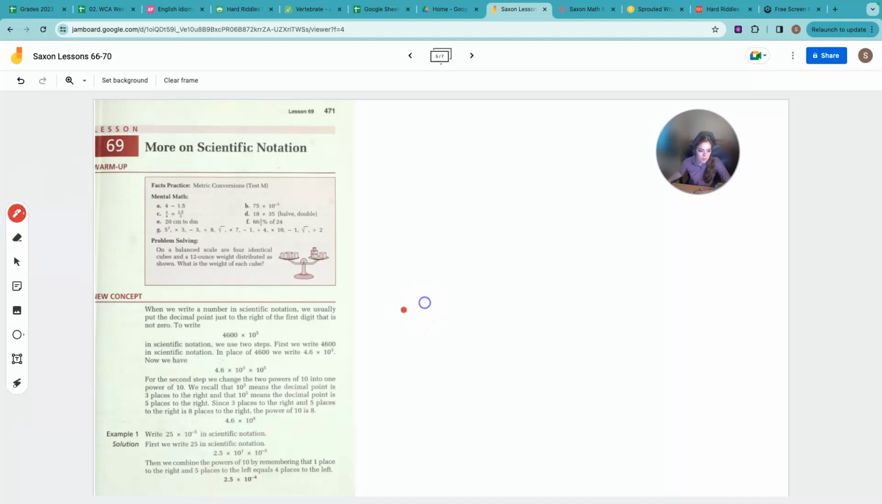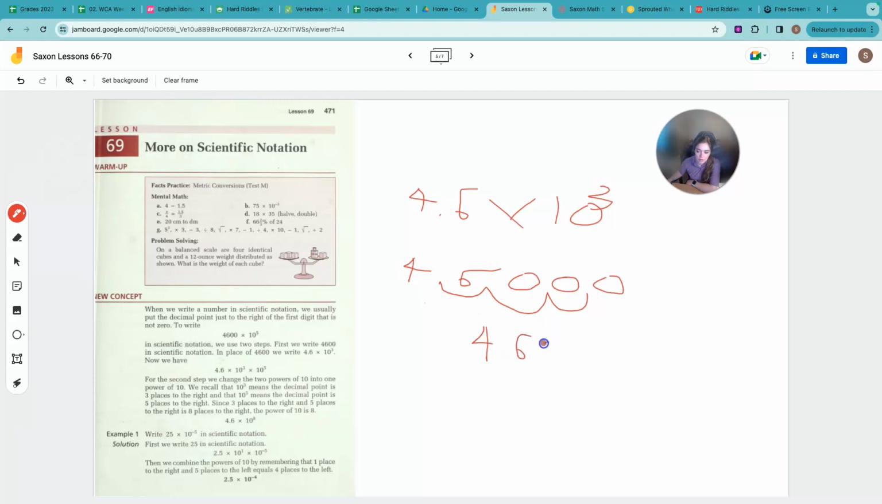So, when we write a number in scientific notation, we're talking about something that looks like this: 4.6 times 10 to the third. That's scientific notation. Standard notation for this would be, we'd go 4.6 and then it's to the third power, so we would put some zeros behind it and move the decimal point 3 times to the right. 1, 2, 3. So the number in standard notation would be 4,600.